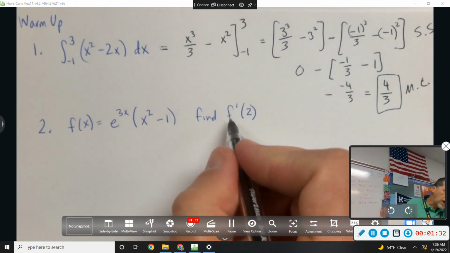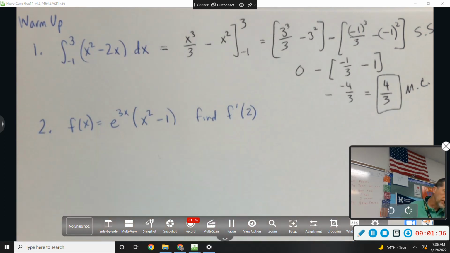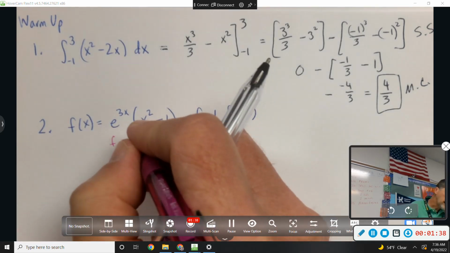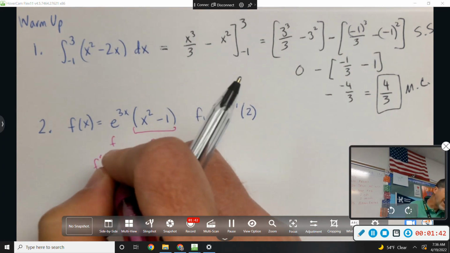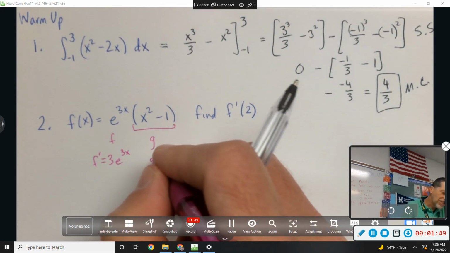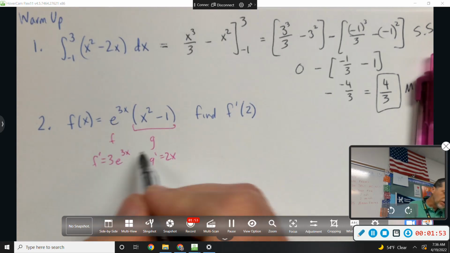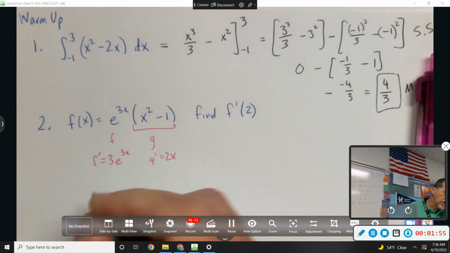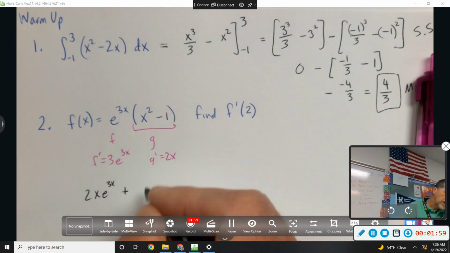Number 2, the opposite. So not an antiderivative, but a derivative. In fact, this would be a product rule. So f prime is 3e to the 3x. And g prime would be just 2x. So the order doesn't matter. One of them times the derivative of the other plus the other way around.